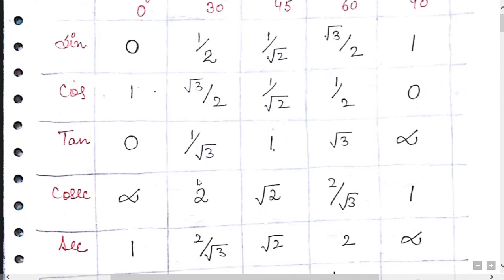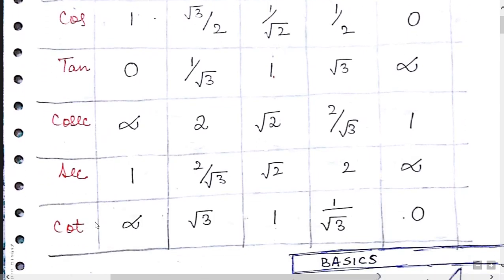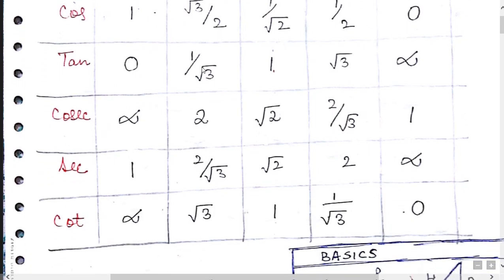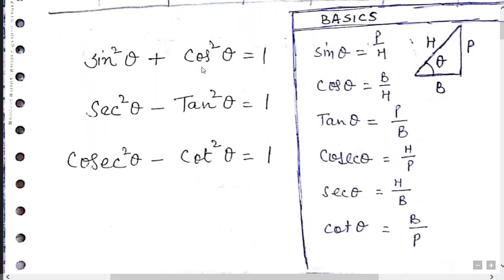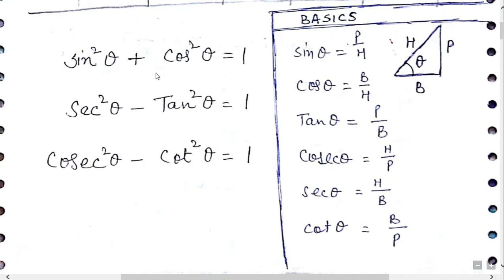And what about cosecant? Cosecant is the inverse of sine. If you know that infinity is the inverse of 0 and 0 is the inverse of infinity, then it's okay. Otherwise, please keep in mind that the inverse of 0 is infinity. Similarly, secant is the inverse of cos and cot is the inverse of tangent. These are also contents you did in class 10th.